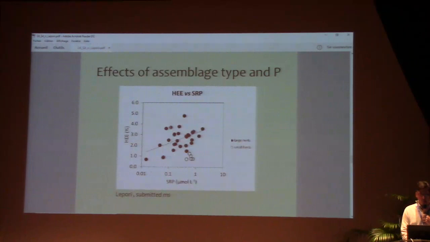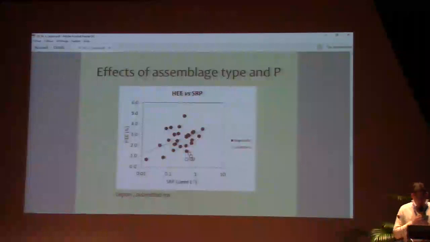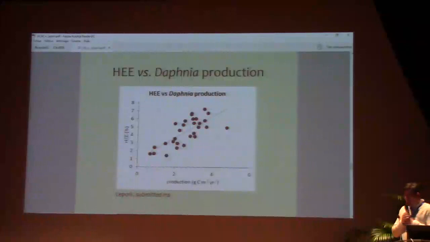Now, I'll walk you through some of the results that I got. This first slide here summarizes most of the main results of the study. What I'm showing is the relationship between herbivore efficiency on the y-axis and the concentration of phosphorus on the x-axis. I separated here the effects on the large herbivore assemblage, which is represented with these black solid circles, and the small herbivore assemblage, which is represented with these open white circles.